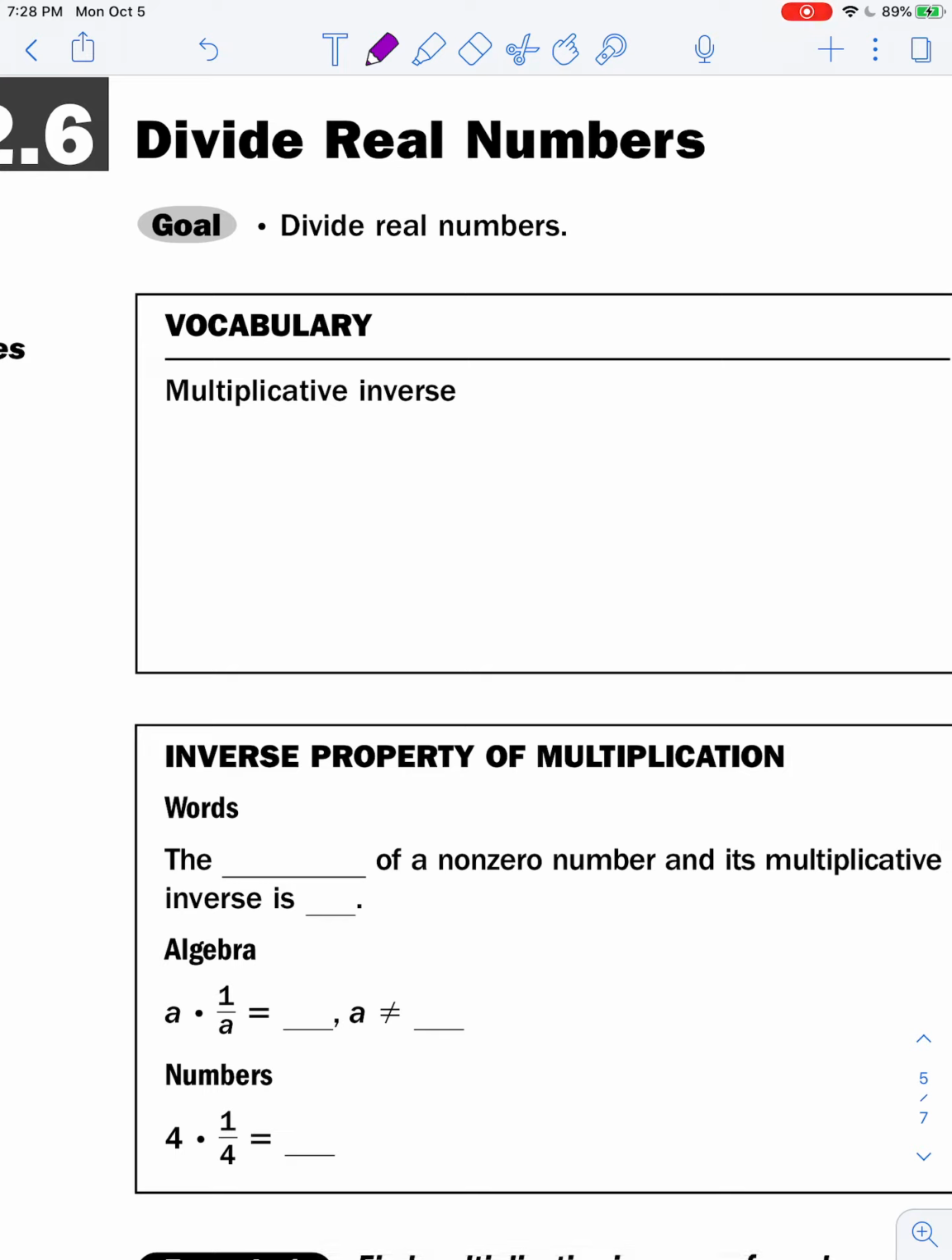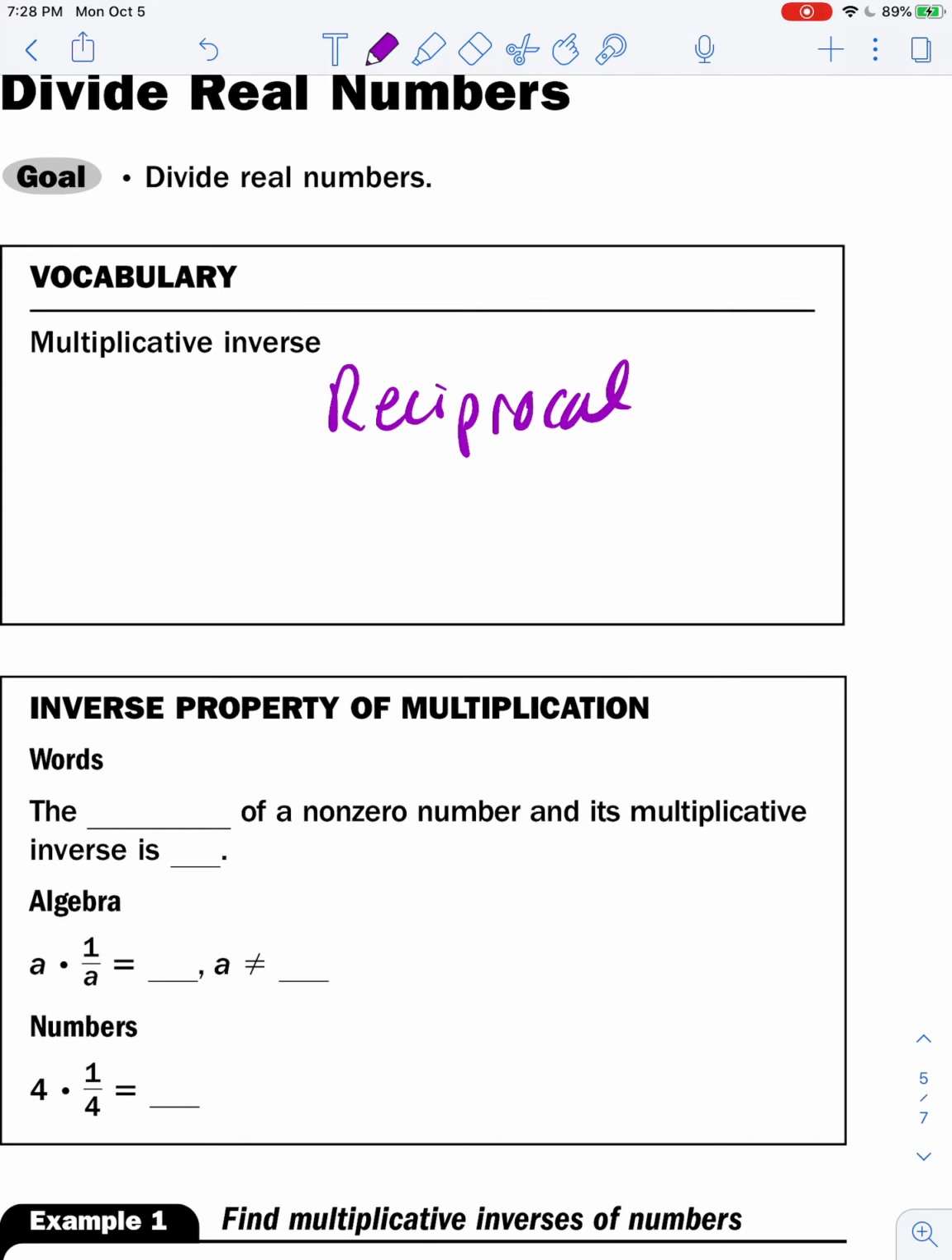Dividing real numbers is really super similar. We're going to use the same rules for signs like positives and negatives, but just like with subtraction, we changed it to adding the opposite. We're kind of going to do the same thing here, and instead of truly dividing, we're going to multiply by what we call the reciprocal. We don't really call it the multiplicative inverse very often. We call it the reciprocal. And the reciprocal basically is just going to be you flip it over.